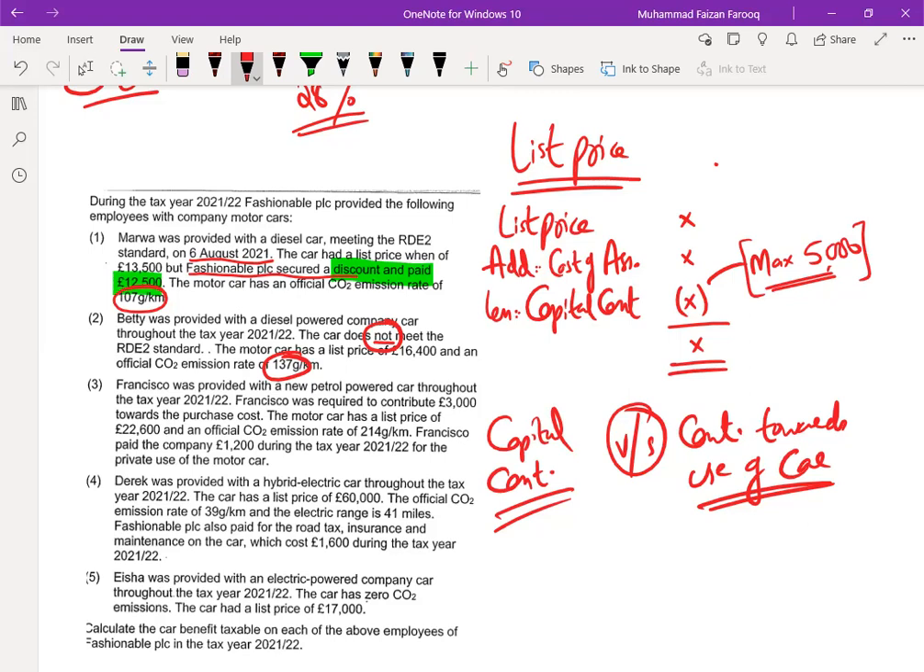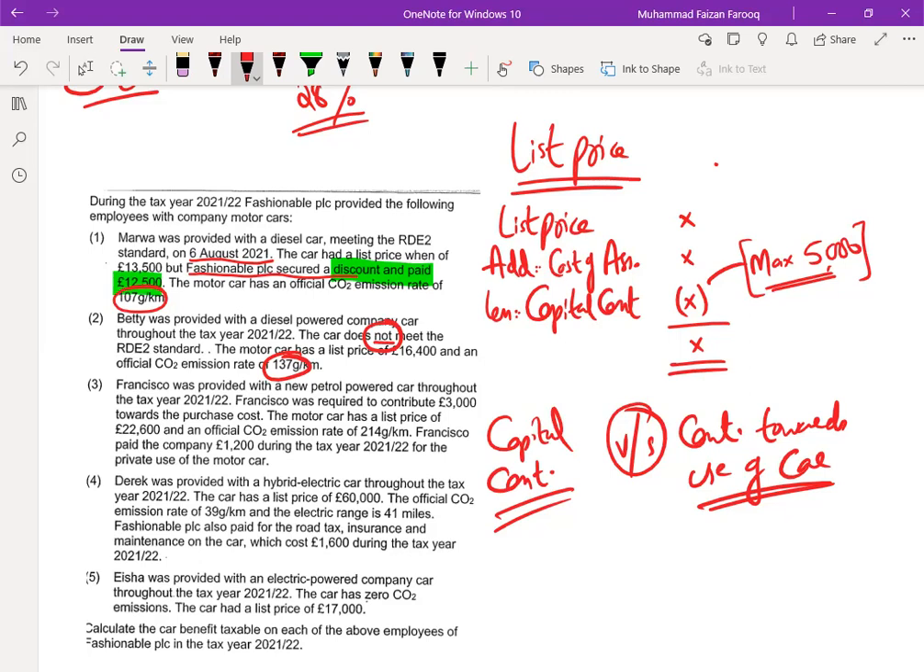So this will be deducted from the list price, and the maximum cap is 5,000. For example, if an employee contributes 3,000, we are going to deduct 3,000. If he contributes towards purchase 5,000, we are going to deduct 5,000.